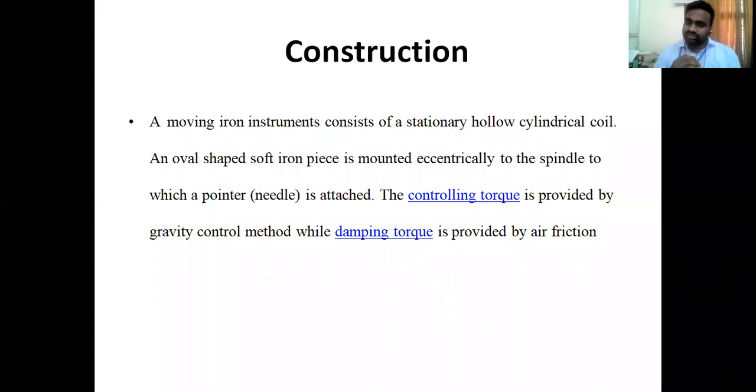The controlling torque is achieved with spring control, and gravity control is achieved with weights, the counterweight and balancing weight, which we are familiar with. We also provide damping torque. In most MI instruments, we use damping torque through air friction. That means we are going to use air friction damping.